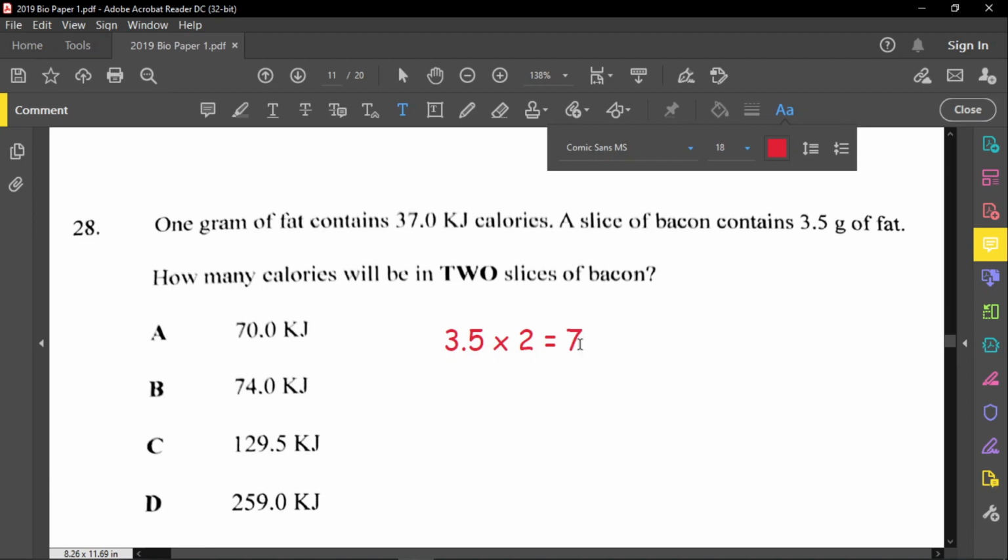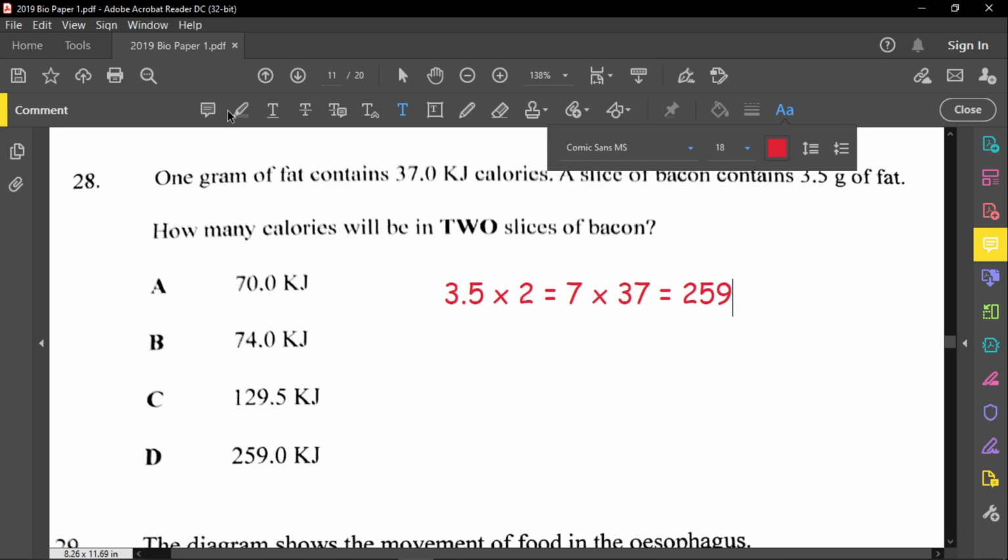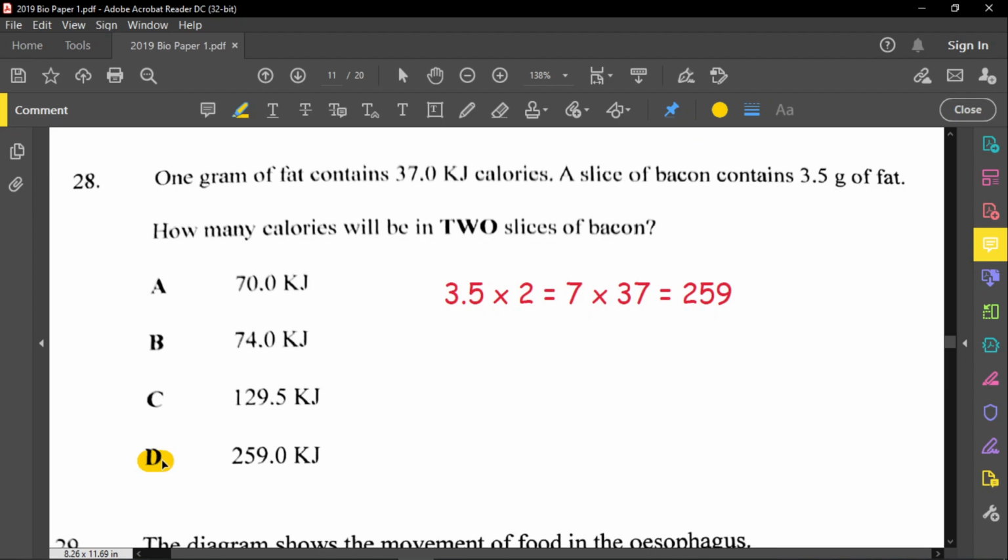But they ask us now for the total energy. In 1 gram of fat, we have 37 kilojoules. So what we're going to do now is multiply this 7 by 37, and that will give us 259. That will be the correct answer here. So 259 is the correct answer, and here D will be the option. All right, great.